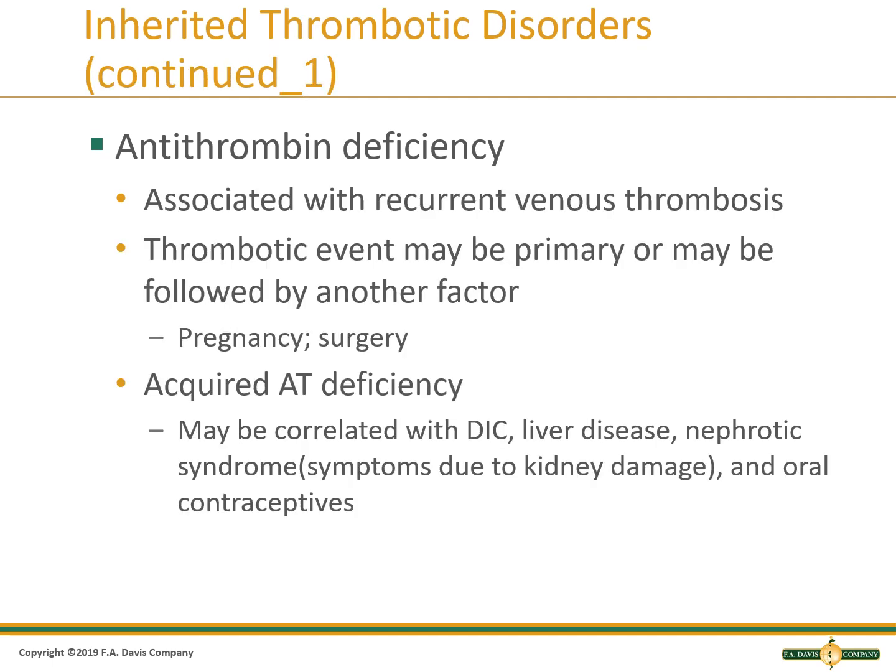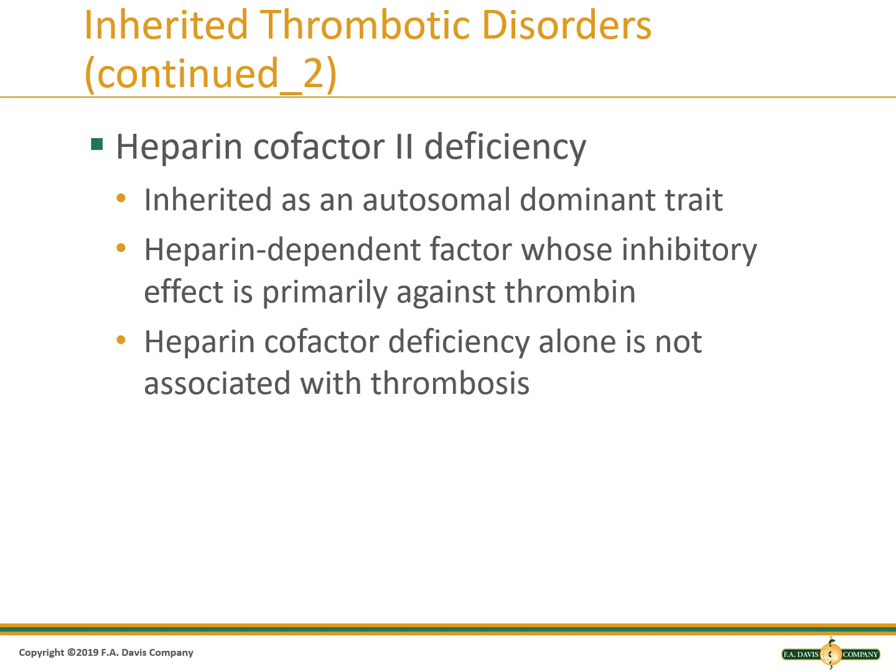Antithrombin deficiency is associated with recurrent venous thrombosis. The thrombotic event may be primary or may be followed by another factor such as pregnancy or surgery. There's also acquired antithrombin deficiency, and this may be correlated with DIC, liver disease, nephrotic syndrome, which are symptoms that are due to kidney damage, and oral contraceptives.